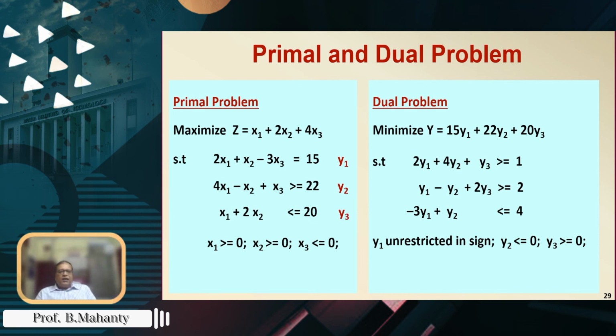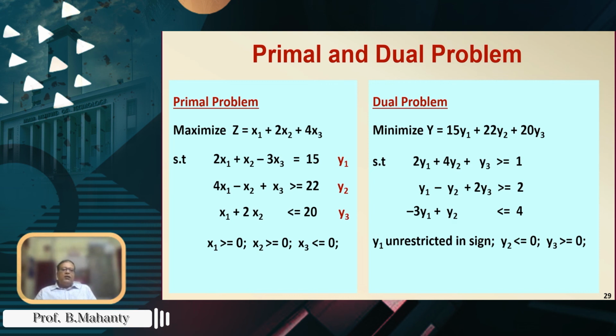So no problem there. The only problem is that since it is equal to, y1 should be unrestricted in sign. Since it is greater than or equal to, which is non-standard for maximization, y2 should be less than or equal to 0. And in the third constraint, since it is less than or equal to, which is the maximization standard form, it should be greater than or equal to 0. That is for y3, the third variable.